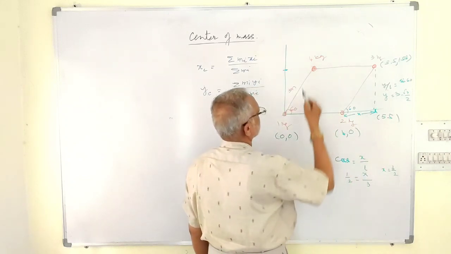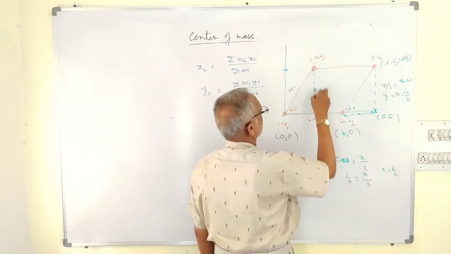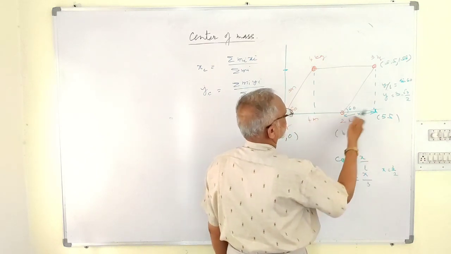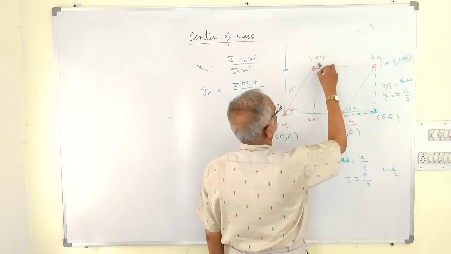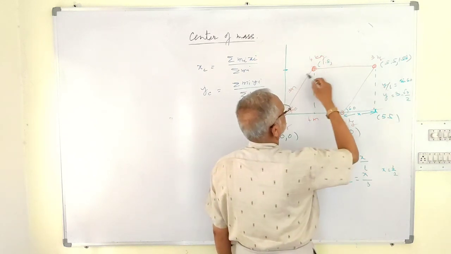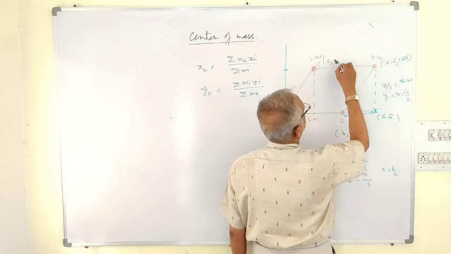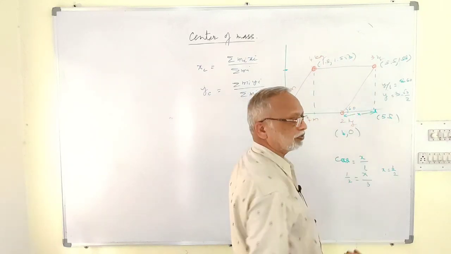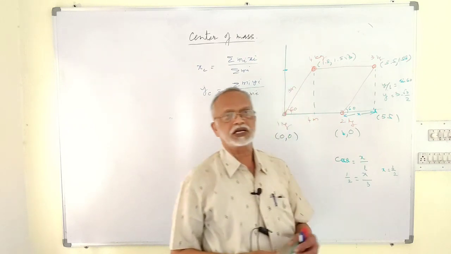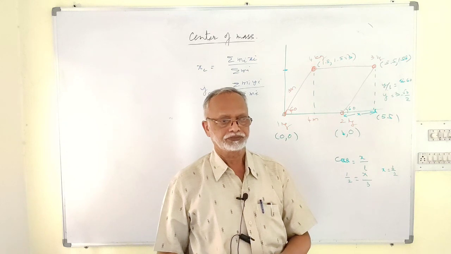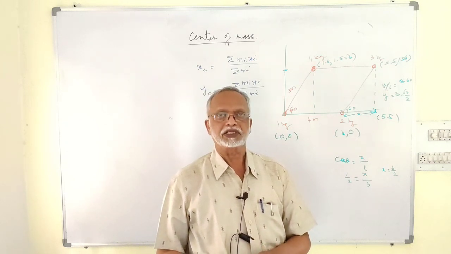Now what about the coordinates of this point? X coordinate will be this. This we have found as 1.5. So x coordinate will be 1.5. Y coordinate same for both these bodies, that is 1.5 root 3. Now as before, you can find the x coordinate and y coordinate of the center of mass. I hope it is clear to you.